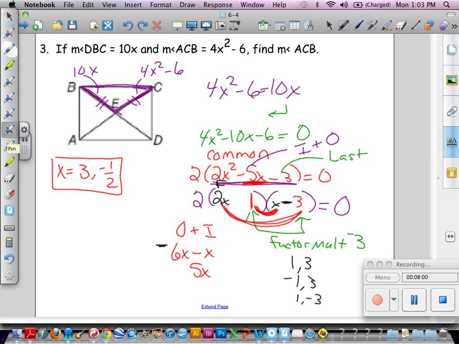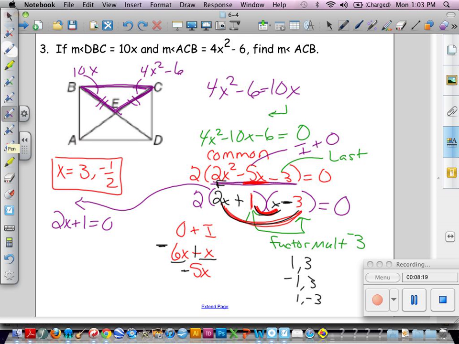Need a negative 6. So see that? That's negative 6. Change this to plus, then that's plus 1. That's how I get negative 6 plus x, negative 5. Okay, so I've got that set up.